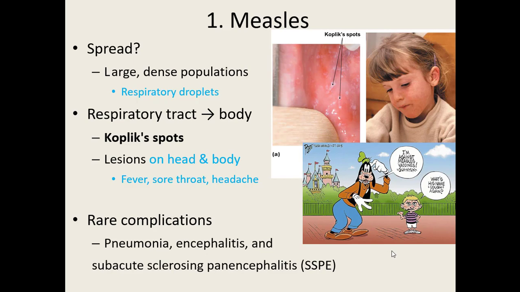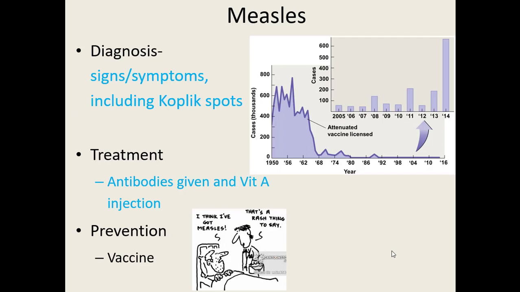Now, diagnosing for measles, a lot of times they're just going to look for the signs and symptoms, including those Koplik spots. Treatment, if they can, they usually try to give antibodies within 6 days of exposure. They can also give vitamin A injections. That seems to reduce the seriousness of the symptoms.